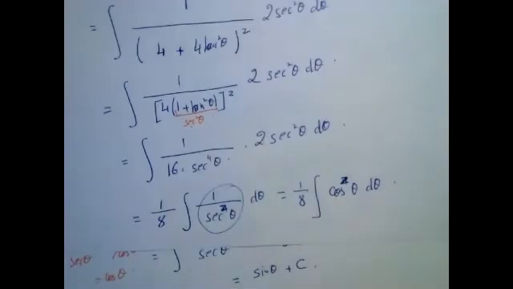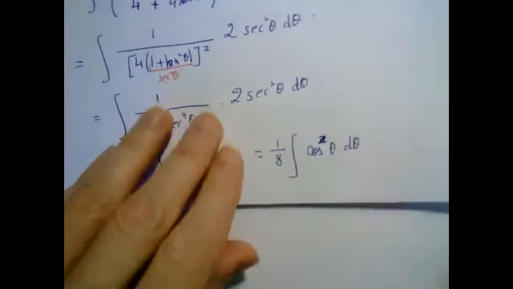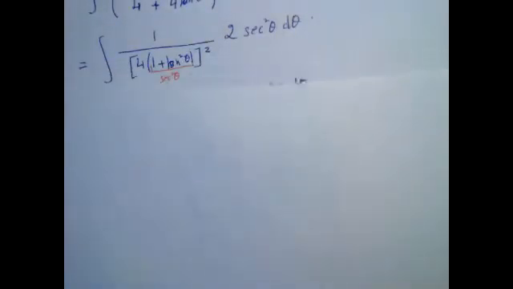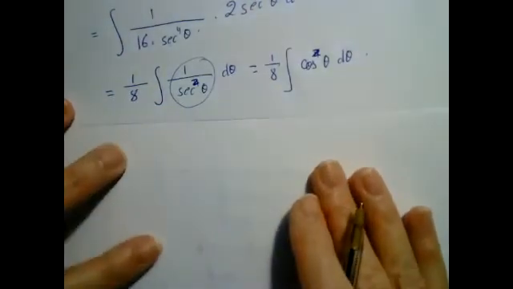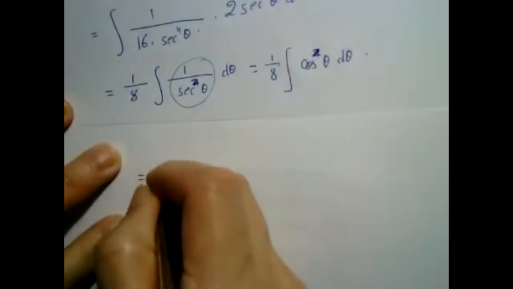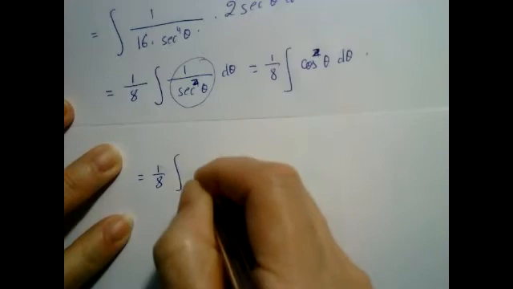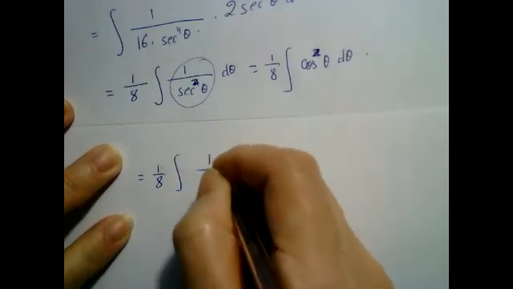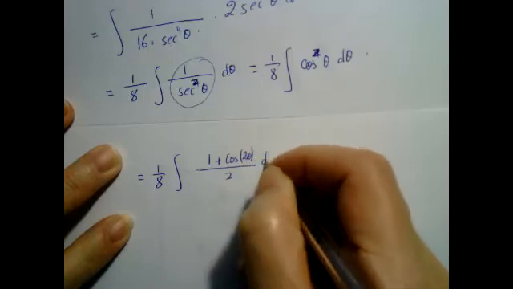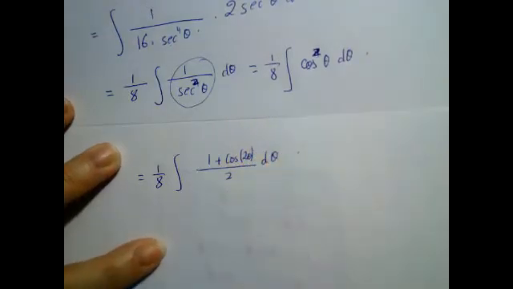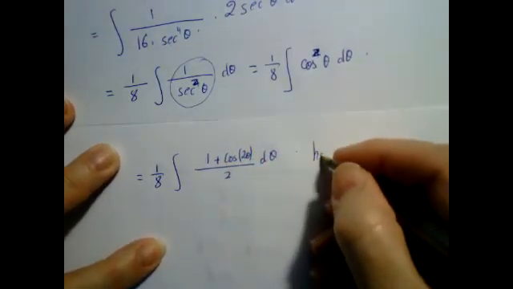Now, how to integrate cosine squared? What do we do with this integral? Remember, we did work with those. Half angle. Exactly, the half angle formula. So it's 1 over 8, the integral of 1 plus cosine 2 theta d theta, because we've learned that. So we're using the half angle formula.